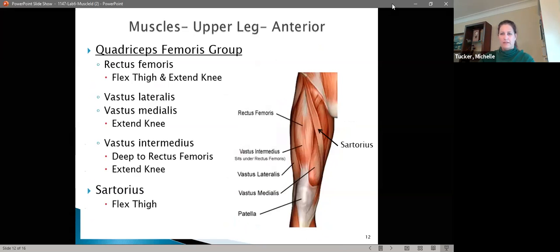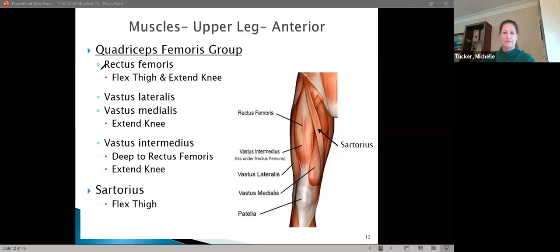So here we have sartorius. It is going to start laterally and it ends medially. It can flex the thigh, but it is also a rotator. So when we talk about sartorius and muscle action, we usually just have sartorius as an identification muscle because its method of action is a little bit more complicated. Because we're going to be covering the knee next week, you might as well learn it now.